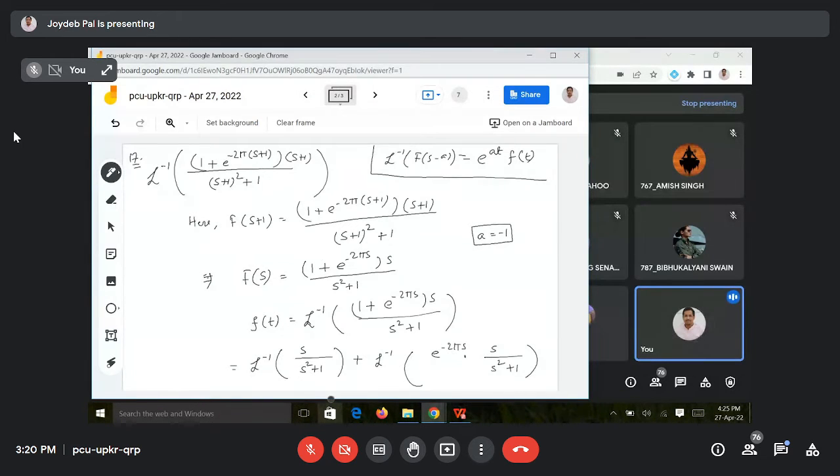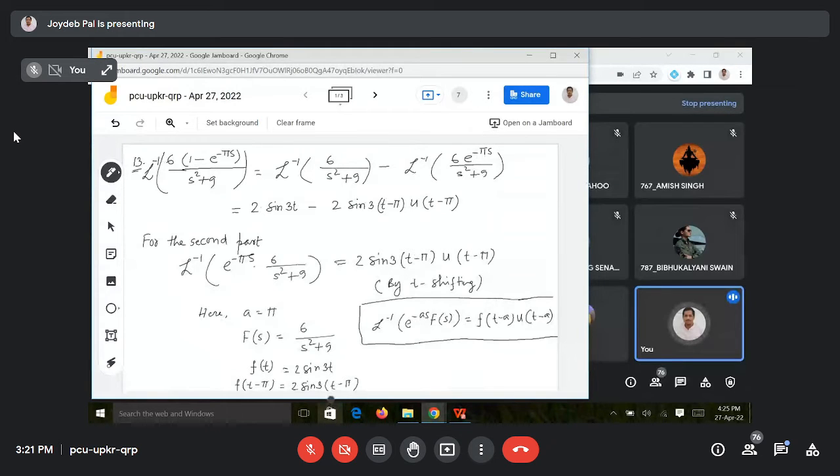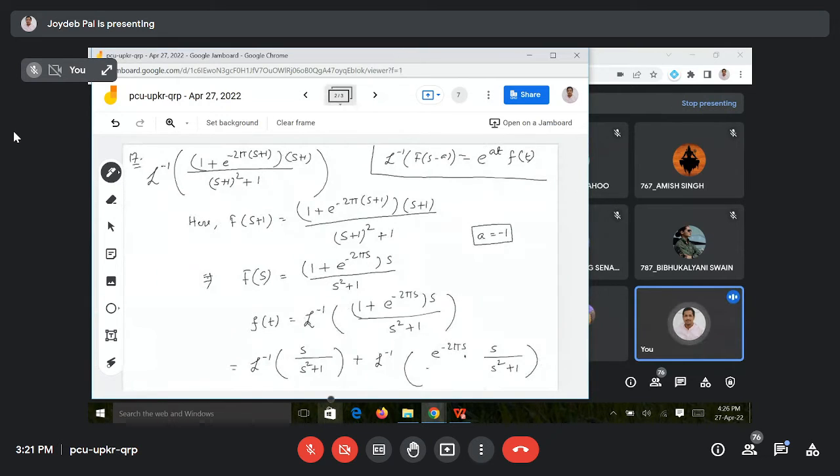Look, what is a? According to the t shifting, what is a? e to the power minus as into fs. Look at this formula, the Laplace inverse of e to the power minus as into fs. Compare with this problem: e to the power minus as into fs. What is a? Minus 2.